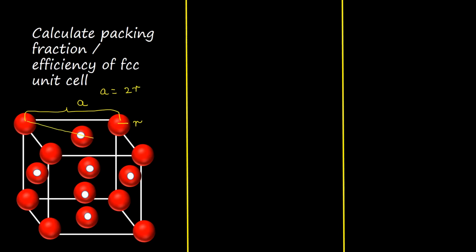This is the top face diagonal. This corner is A, this corner is B, and this one is C. ABC is a right angle triangle. AC is equal to root of AB square plus BC square. We are using Pythagoras theorem.